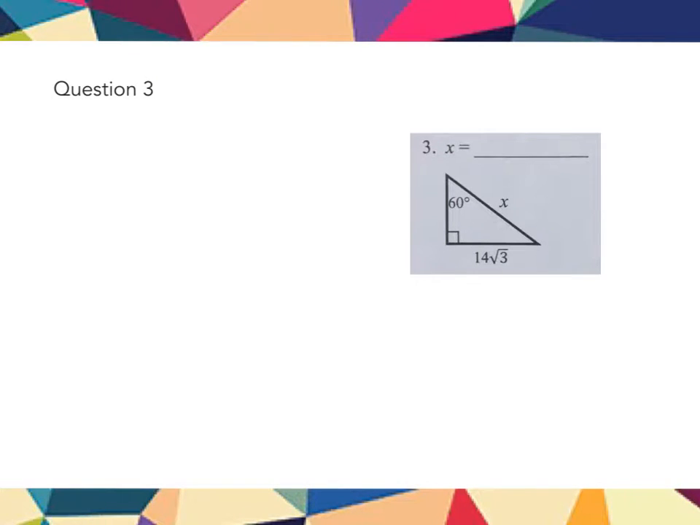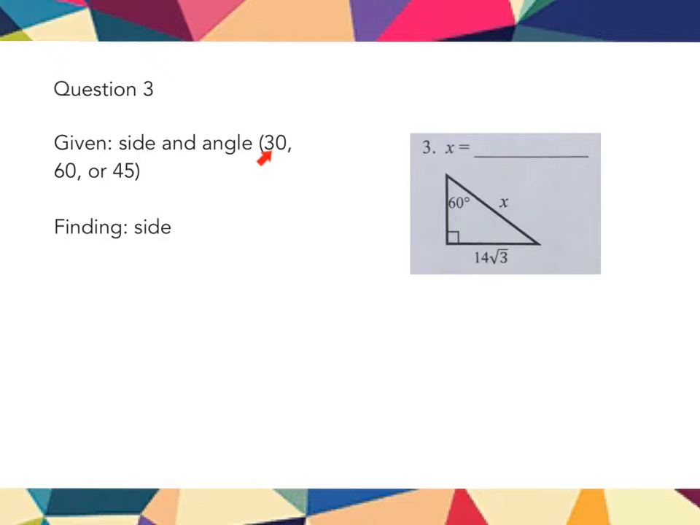In question 3, hopefully we've identified this already as a special right triangle, and it's specifically a 30, 60, 90 triangle. So again, when we're trying to identify our special right triangles, we went over this in the introduction tutorial, but we're looking to see that we're given a side and an angle, and one of the angles we're given, that's not the right angle, is either a 30, a 60, or a 45. So this is our 30, 60, 90 triangle.